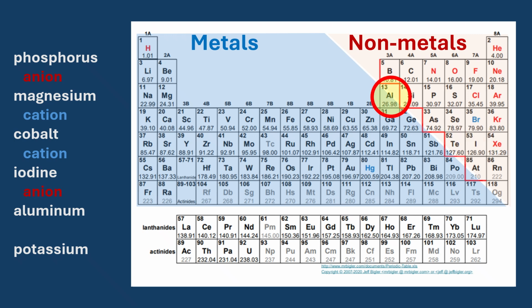Aluminum is touching the stair step, but is still to the left of it. So it is a metal and it will form cations. Aluminum is another main group cation and carries a characteristic charge of 3+. Potassium is located all the way to the left in group 1. Since it's another main group metal with a characteristic charge of +1, it will form cations.